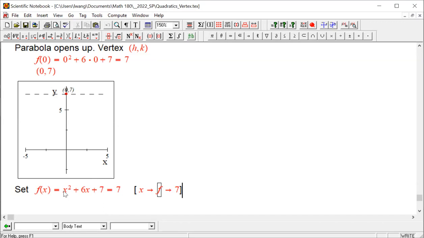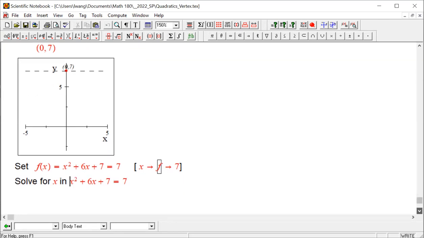Now, I'm going to solve this equation. I'm going to solve for x. This will guarantee we'll have a solution. So we're going to solve for x in this equation, in this if statement. Basically we're saying if the output is 7, how many inputs could I find?